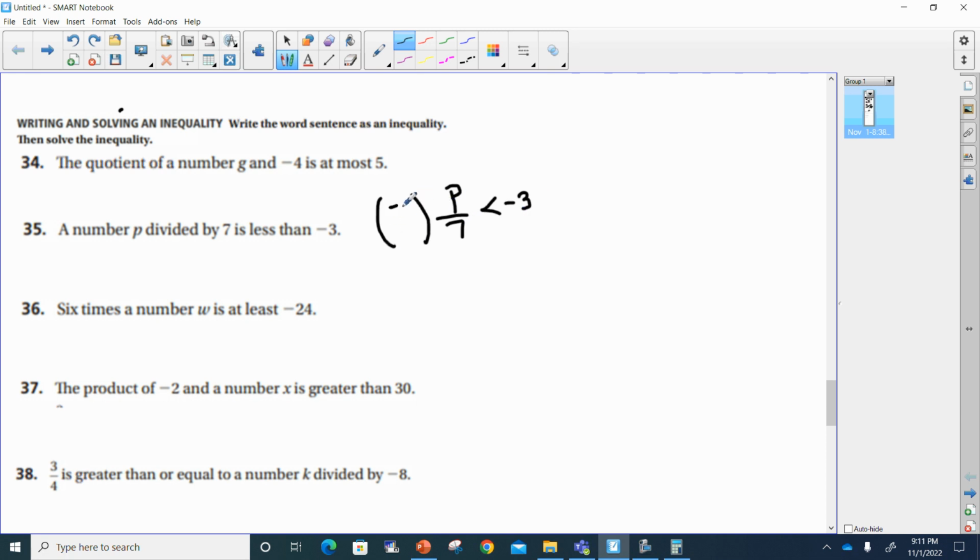So I'm going to multiply it to 7 over 1. That way my 7's cancel out, and I have p all by itself. But whatever I multiply to one side, I multiply to the other side. And -3 times 7, well, that's -21. I didn't divide or multiply by negative numbers, so my symbol stays the same. It doesn't say to graph it, so my answer would be p is less than -21.